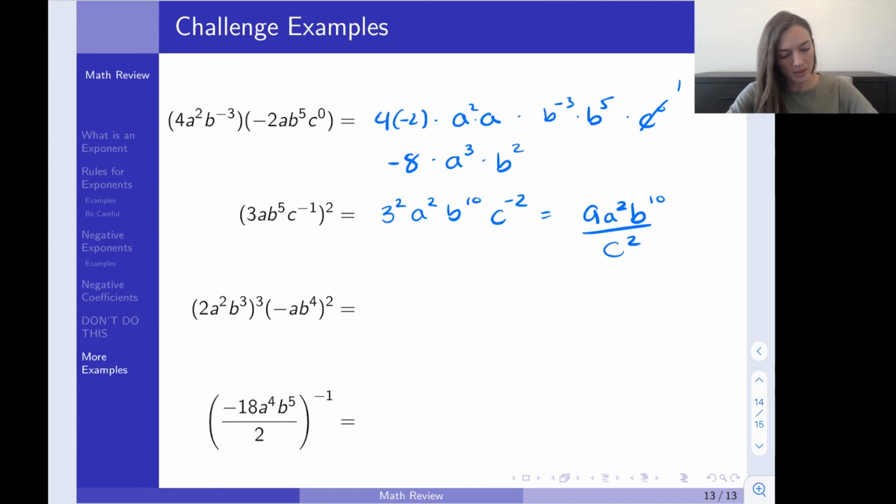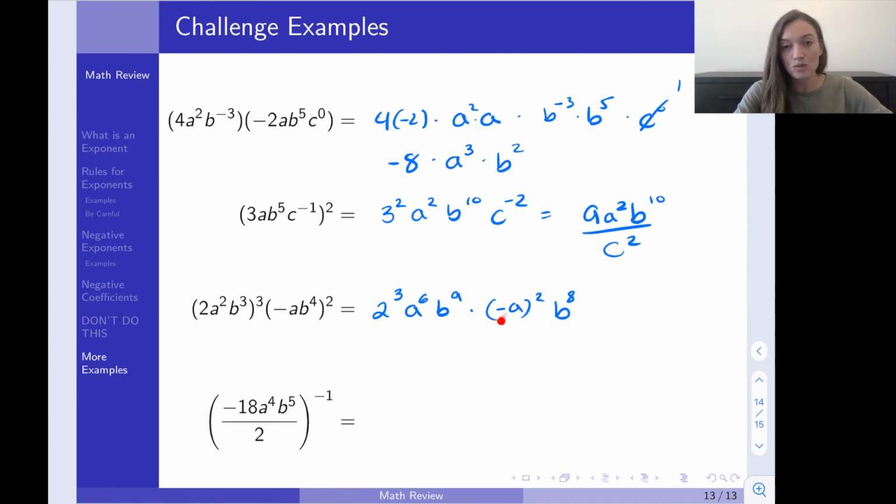All right, and now for this next one, we have two terms where the first one is everything is cubed, and the second one, everything is squared. So we're going to have to be very careful with this one. So everything in that first term gets cubed, so we're going to have 2 cubed. A, 2 times 3 is to the 6th. Then we have b, 3 times 3 to the 9. Then we have -a squared times b to the 4 times 2, which is 8. So now here we have -a squared, we said is just a squared because we're squaring that negative sign, so this just becomes a squared.